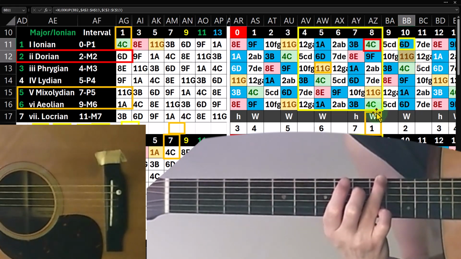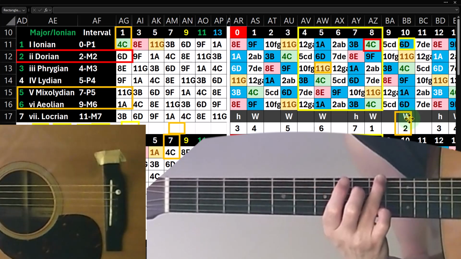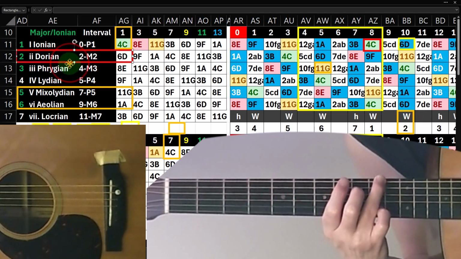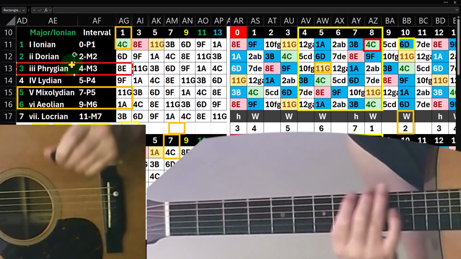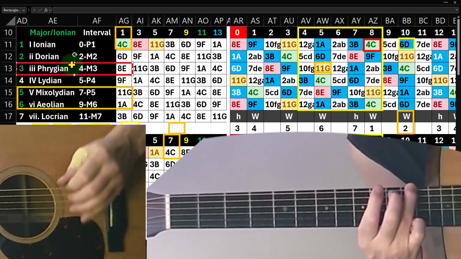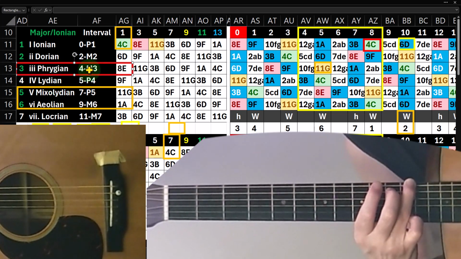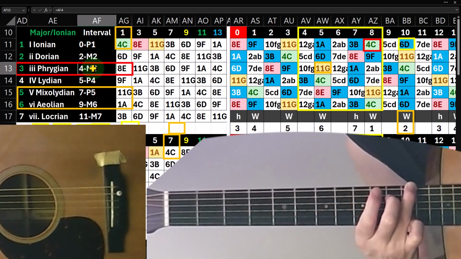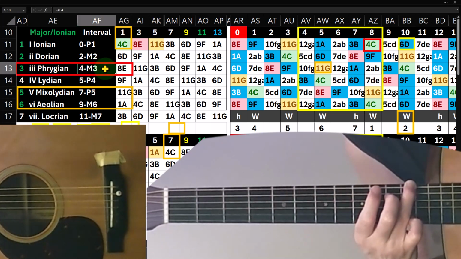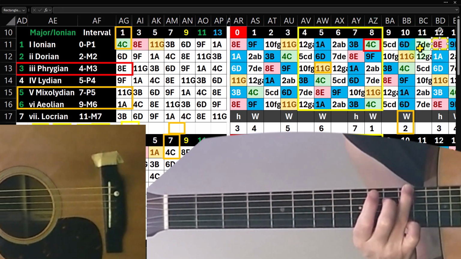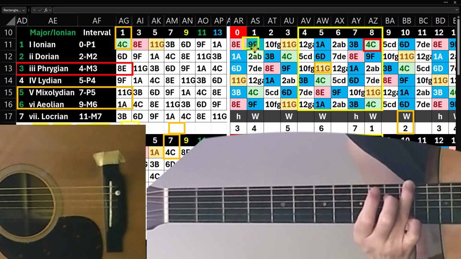But if we go from the 2 to the 3rd, it's going to be a whole step. So we're going to go from absolute mode number 2 to absolute mode number 3, Dorian to Phrygian. Whenever I go from the Dorian to the Phrygian, it's going to be a whole step. And then, of course, the Phrygian is absolute mode number 3. It's going to be a 4-note-away major 3rd from the C, 1, 2, 3, 4 notes away. I can repeat that in open position.